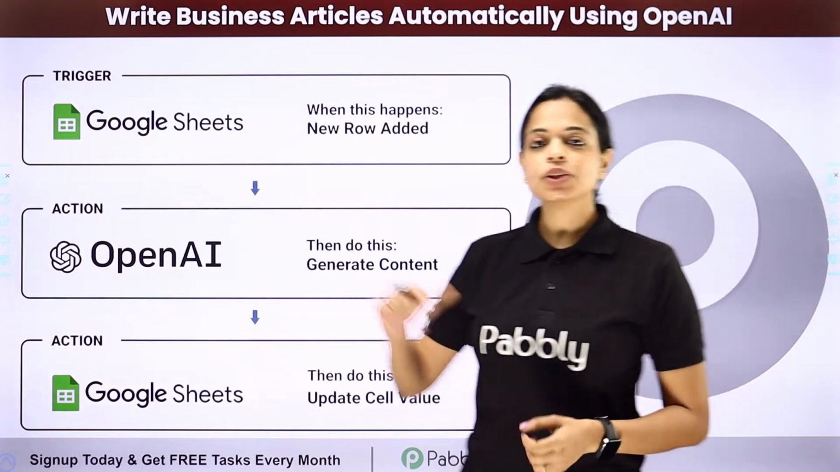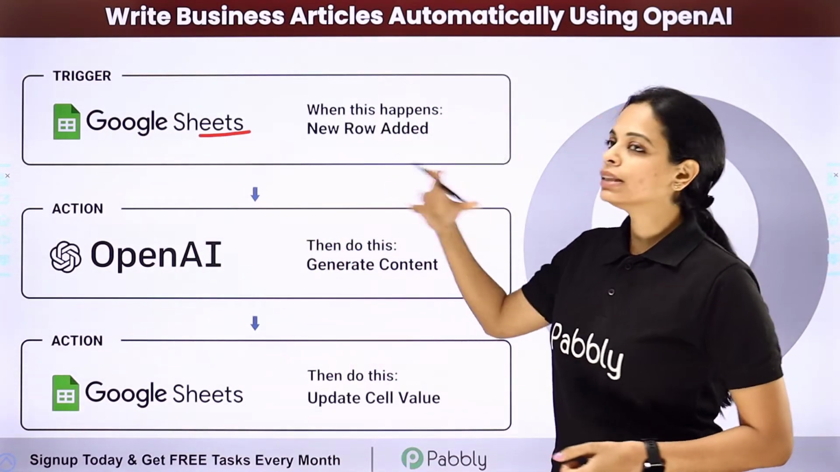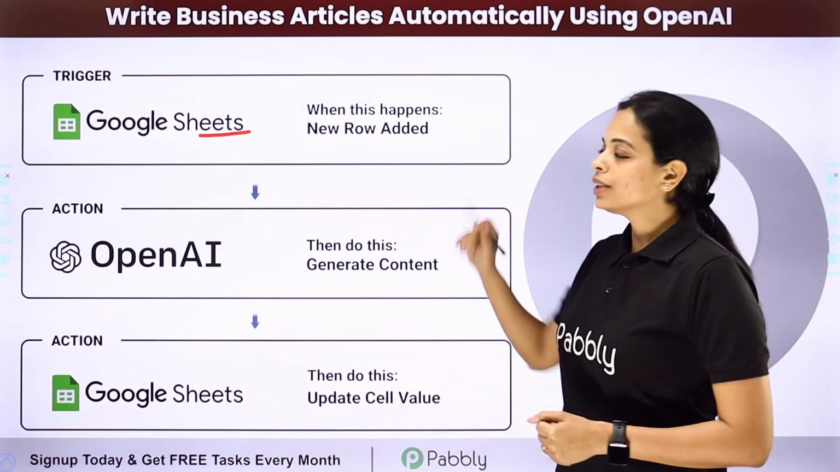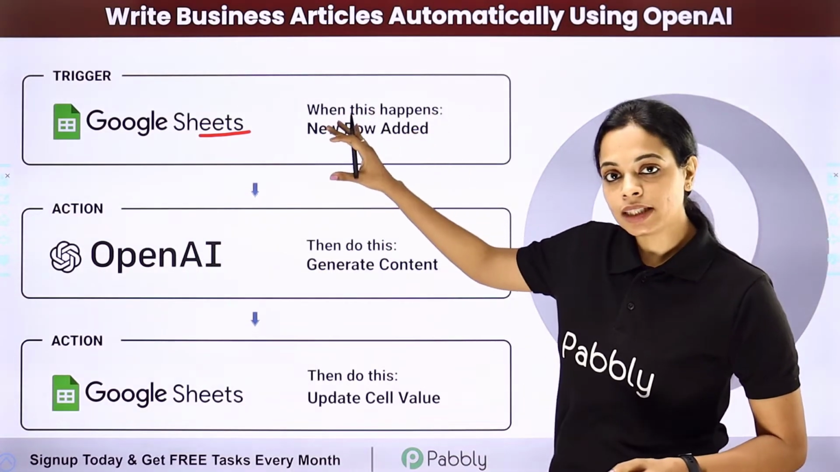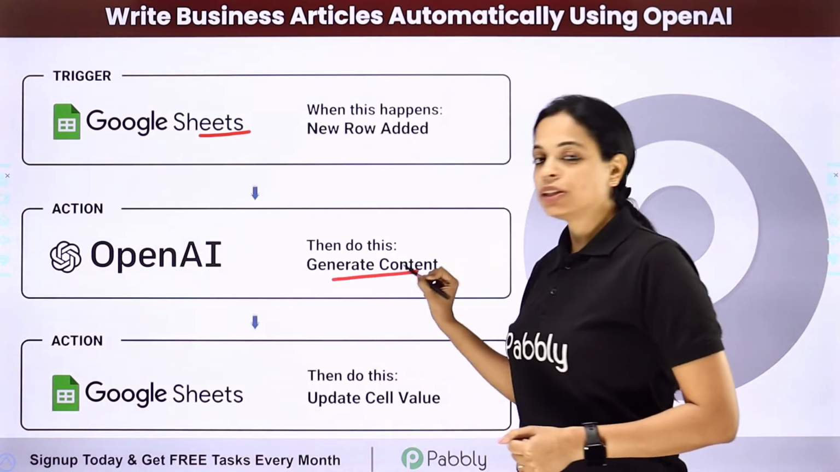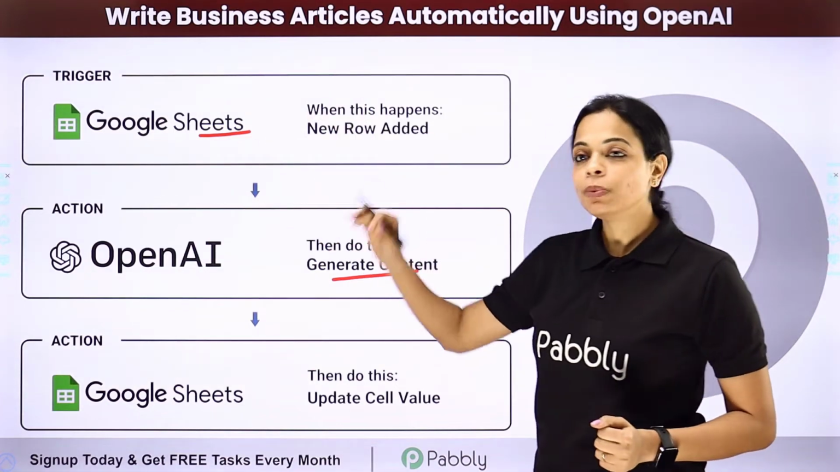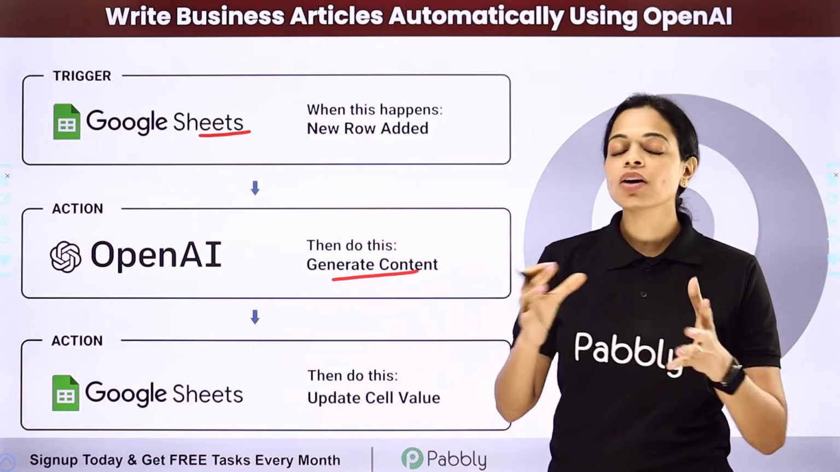So let's say that you are using a spreadsheet where you have got certain titles related to business articles. And now you want that every time a new article is added here, automatically with the help of OpenAI, the content should be generated, the article should be generated, and then the same sheet should be updated with this content. Now, how can that be done?